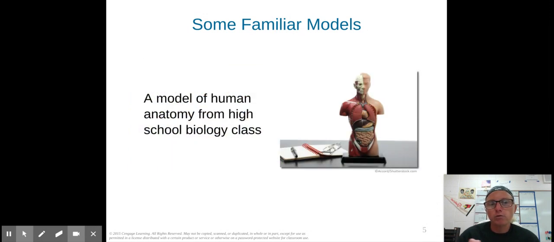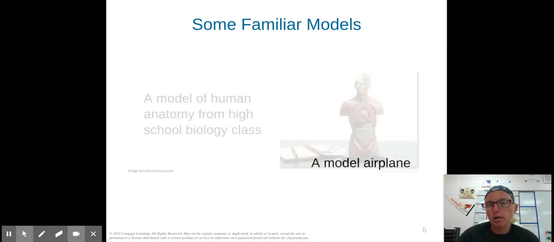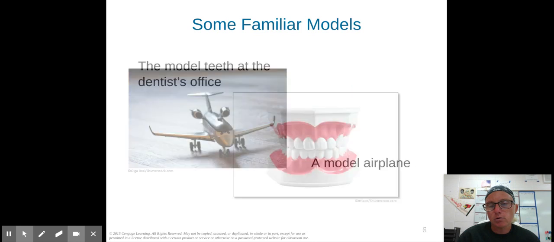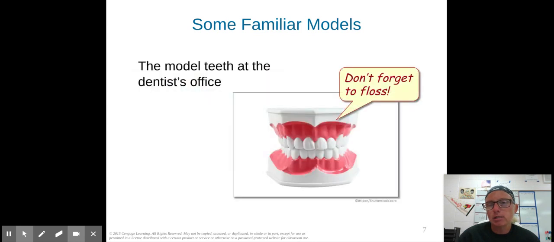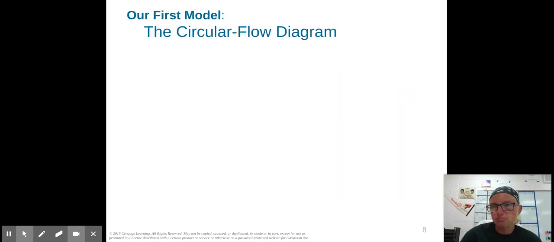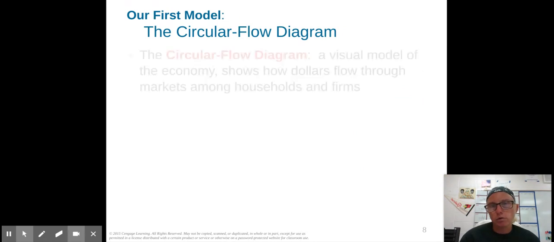You see this in science rooms or any of the scientists' rooms. It's not the whole thing, but it gives you a better idea of how it works or where things are. Model airplanes, of course. And when you go to the dentist and they show you these things, it gives you an idea. It's not really what it is, but it gives you an idea in order to understand a bigger, complex idea. All right, so the first model we're talking about today is the circular flow diagram.